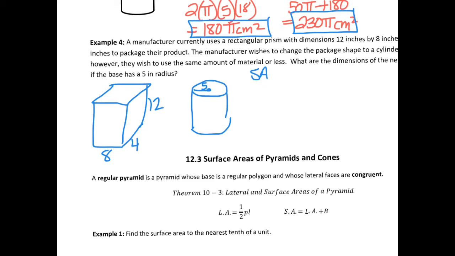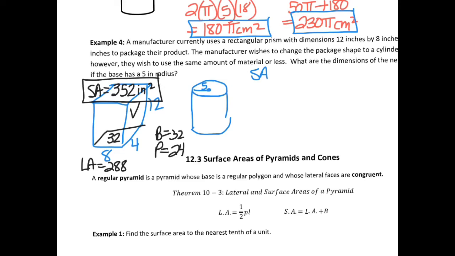So the first thing I want to do is find the surface area of this rectangular prism. So area of the base, 8 times 4 is 32. So my capital B is 32. The perimeter of the base, 8 times 2 is 16, plus 8 more is 24. So if I wanted to find the lateral area, 24 times 12, which is 288. The surface area, lateral area plus 2 times the base is 288 plus 64, which is 352 inches squared. So that is the surface area of the shape that they're currently packaging their material in, the rectangular prism. So I need to find the height of this cylinder that they're going to use, and it has to be less than 352.